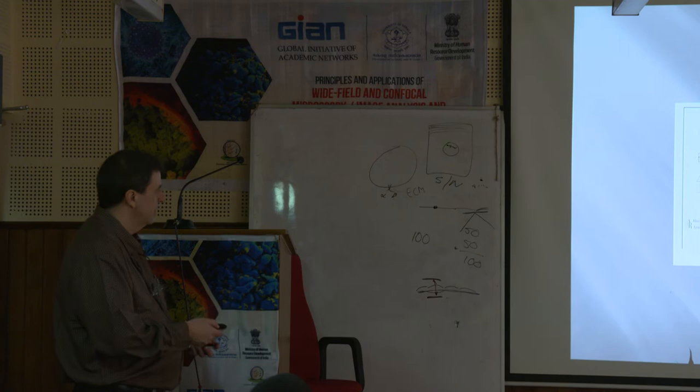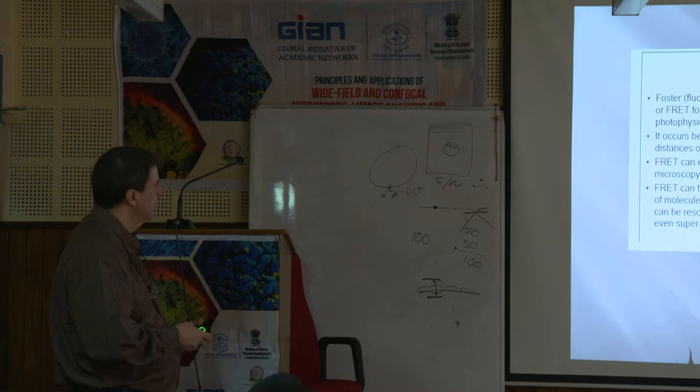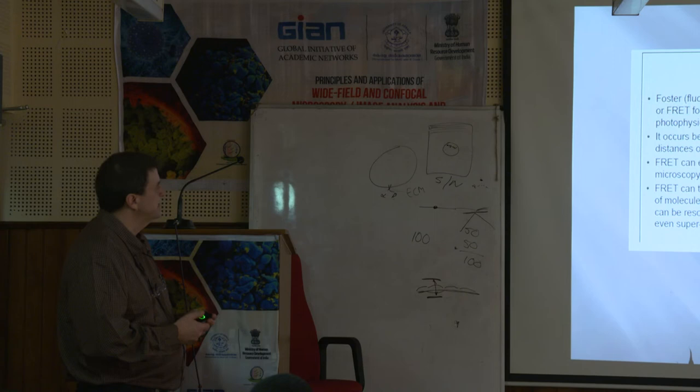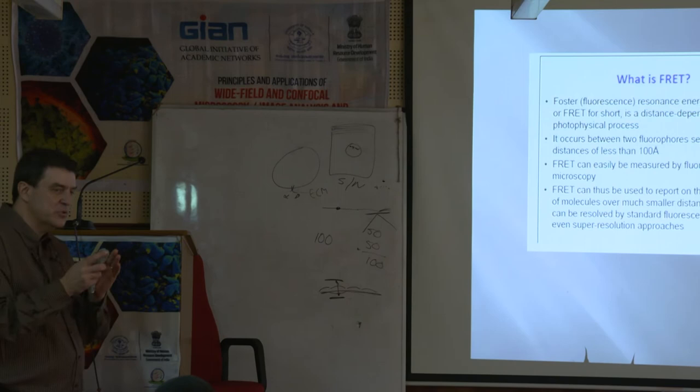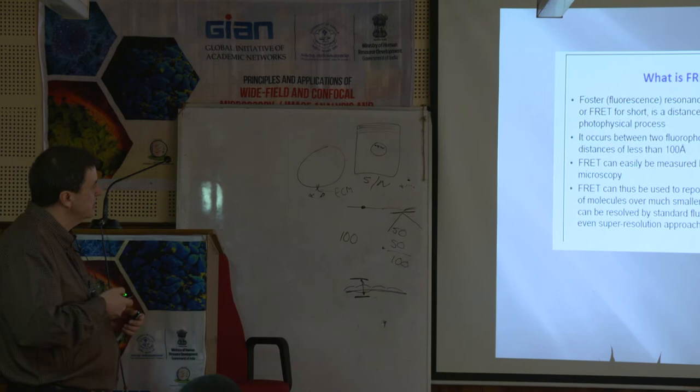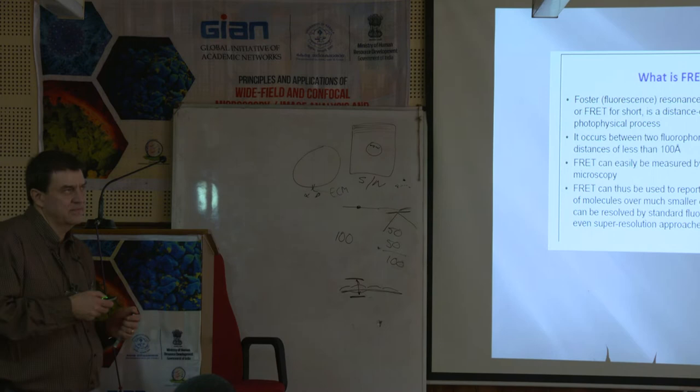Okay, so what is FRET? It's forced or resonant energy transfer. That's where we get our FRET. It's a distance-dependent photophysical process. It occurs between two fluorophores separated by a distance of less than 100 angstroms. So they have to be super close for this to work. And you can measure this in fluorescence microscopy. I have a lab upstairs that does a lot of FRET kind of stuff. They do the microscope part, but they also do plate readers and stuff.